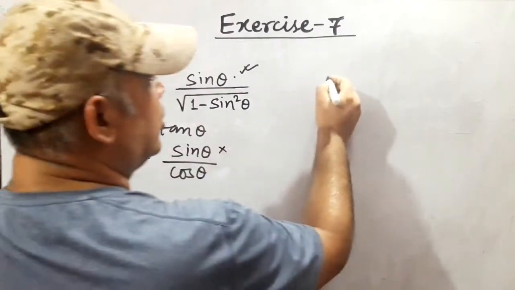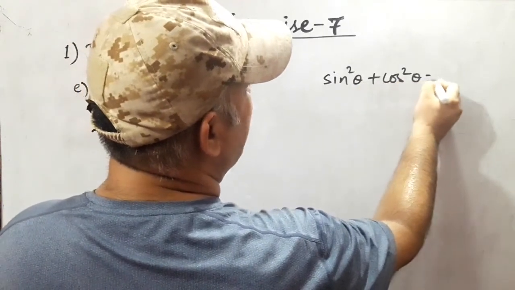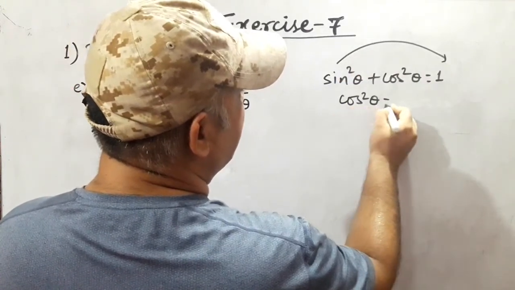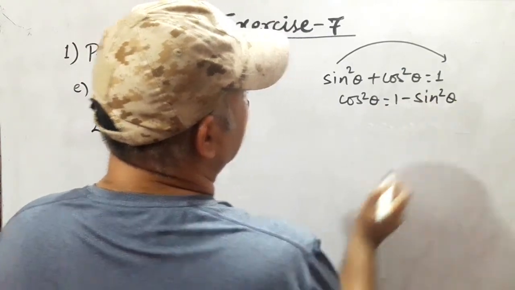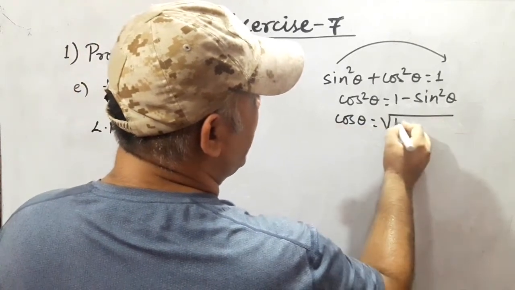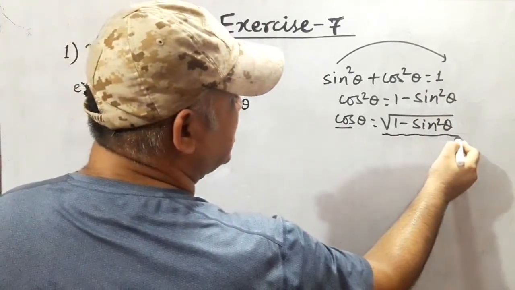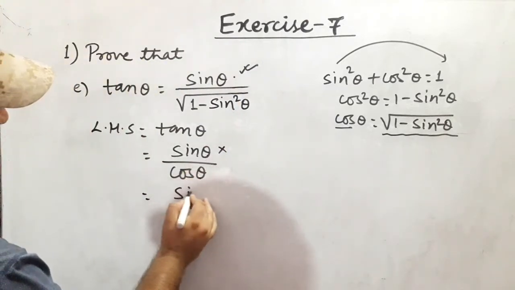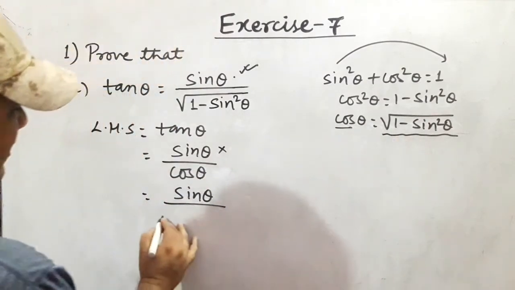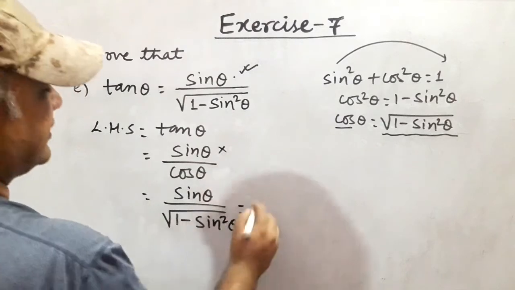Let's say, we have studied from the Pythagorean relation sin square theta plus cos square theta equals 1. When sin square theta goes to the right hand side, it becomes cos square theta equals 1 minus sin square theta. When the square goes to the right hand side, it becomes cos theta equals root under 1 minus sin square theta. So cos theta can be written as root under 1 minus sin square theta. So sin theta as it is by cos theta can be written as root under 1 minus sin square theta, which is our right hand side.